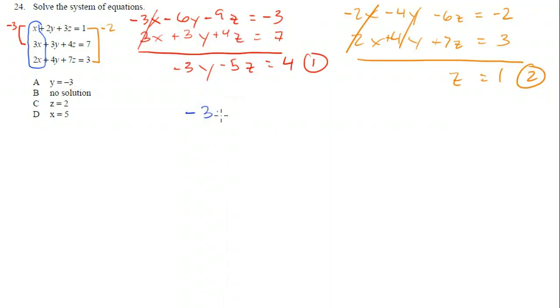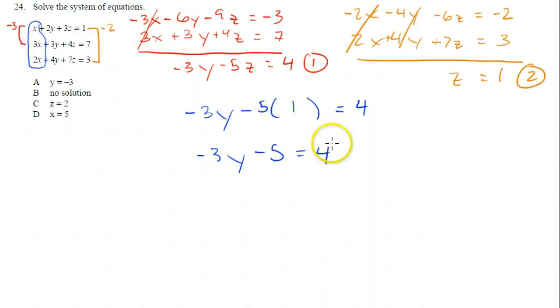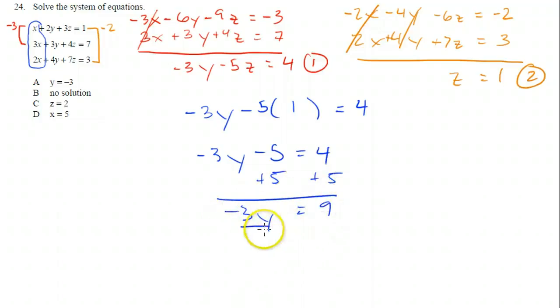I'm going to put negative 3y minus 5 times z, which we now know is 1. And solving this out gives me minus 3y minus 5 is equal to 4. And now we can get y by itself. So plus 5, negative 3y is equal to 9. And if I divide by negative 3, I get y is equal to negative 3. And I can see my answer is already A.